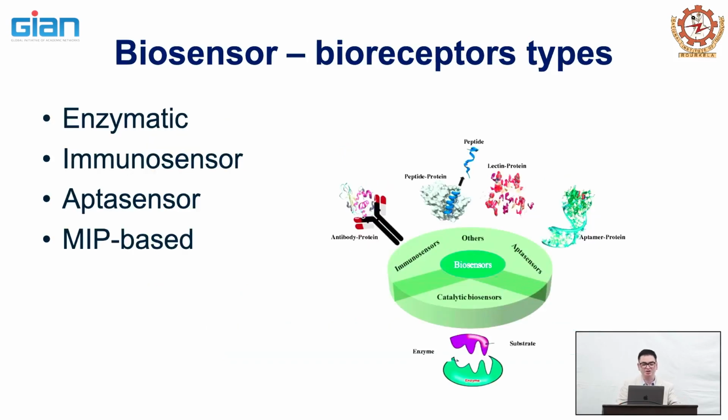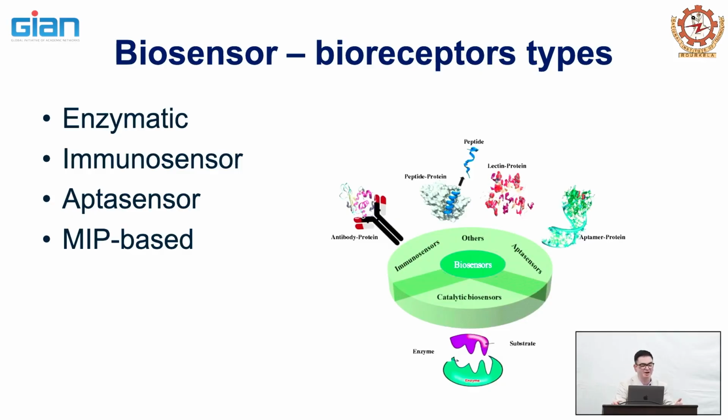So what I mentioned also was at the heart of your biosensor is the bioreceptor. You can have different types of bioreceptors. The main function of your bioreceptor is to provide you selectivity and specificity. I would say specificity is the most important thing. The most important thing with your bioreceptor is to provide you specificity.